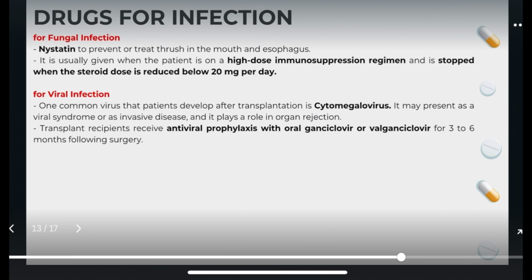For viral infection, one common virus that patients develop after transplantation is cytomegalovirus. It may present as a viral syndrome or as an invasive disease, and it plays a role in organ rejection. Transplant recipients receive antiviral prophylaxis with oral ganciclovir or valganciclovir for 3 to 6 months following surgery.